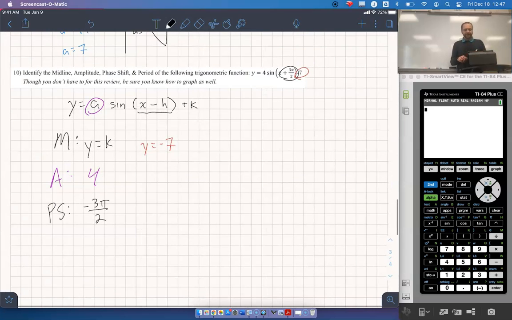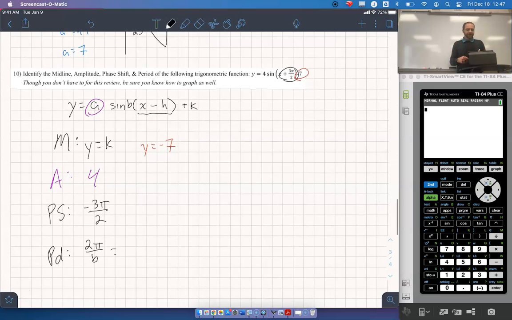And then I have a period. Period is going to be 2 pi over your b. In this case, like I said, we don't have a b number there, which means the coefficient is 1. So 2 pi over 1, there is no change in period. It is 2 pi.